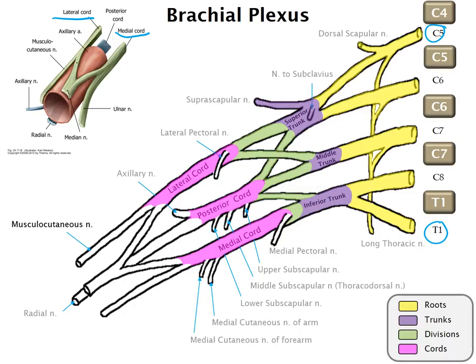The ulnar nerve supplies the muscles of the forearm and the hand, and it comes from the medial cord. And lastly, the median nerve is formed by the union of the lateral and medial roots, which come from the lateral and medial cords respectively. The median nerve will supply the muscles of the forearm and hand.